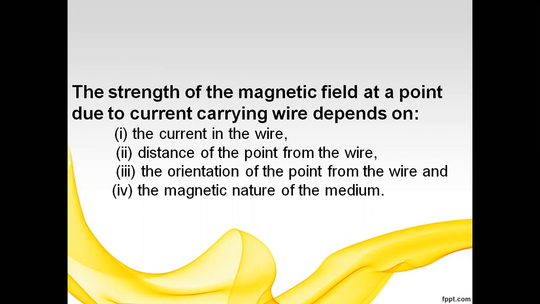The magnetic effect of a current carrying conductor was found by Hans Christian Ørsted, a Danish physicist. We have learned how he found out the magnetic effect of current.